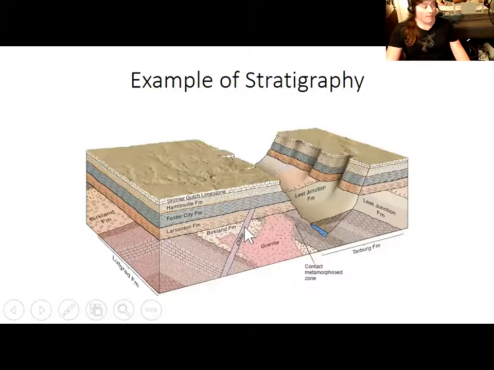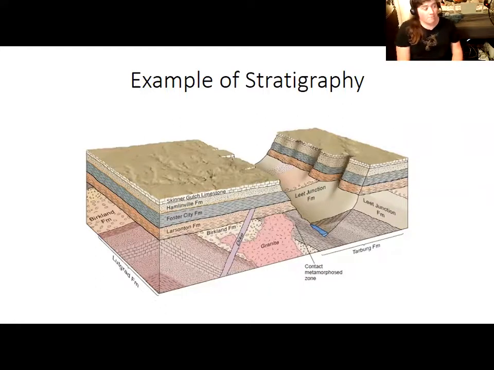But the cool thing here is that this dike, it's igneous, you can get a date on it. So you can figure out how old this dike is, and then say if this dike is 25 million years old, you can then say, okay, the Foster City formation must have been deposited at a time point younger than 25 million years old.